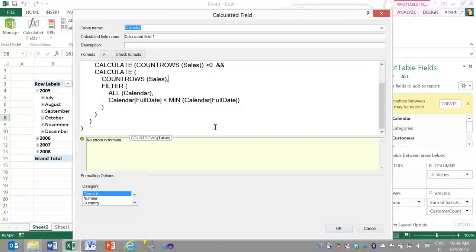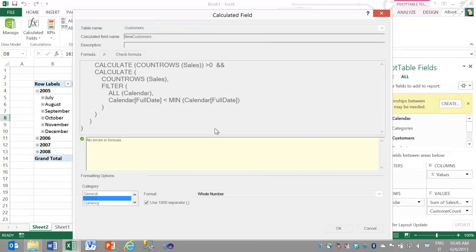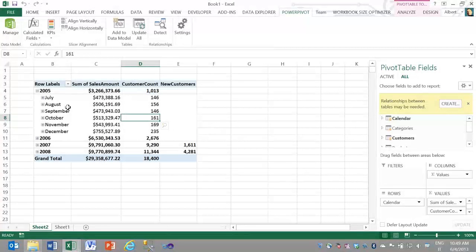Whoa, I wouldn't expect it. This is the number of new customers. So we put in the customers, and we call this formula new customers. Again, it's a whole number, with 1000 separator. We click on OK. And it seems it's not working. No new customers here. That's not correct, of course.